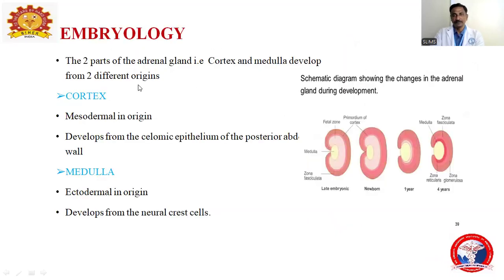Regarding embryology of adrenal gland, the two parts of the adrenal gland, that is cortex and medulla, develop from two different origins. Cortex is mesodermal in origin, develops from the coelomic epithelium of the posterior abdominal wall, while medulla, which is ectodermal in origin, develops from the neural crest cells.